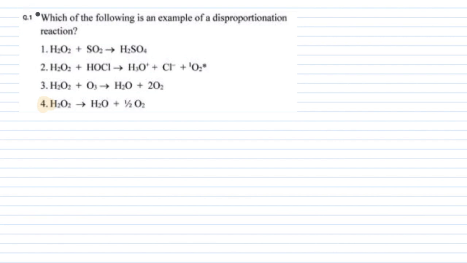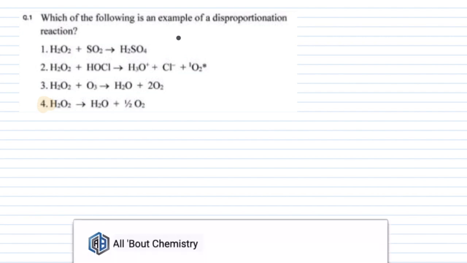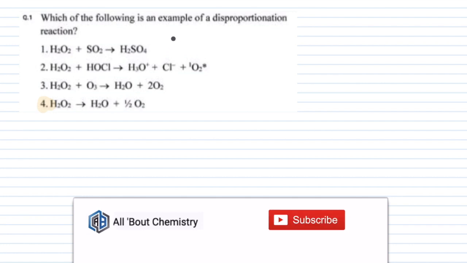Okay, so let's talk about this question over here. It says, which of the following is an example of disproportionation reaction, right? Now, this is a question which a class 11th or 12th class student can also answer, and it's basically an IIT JEE level question. It was pretty simple, very easy question.